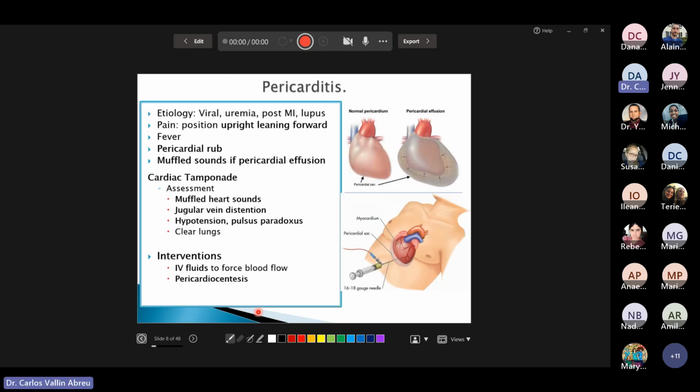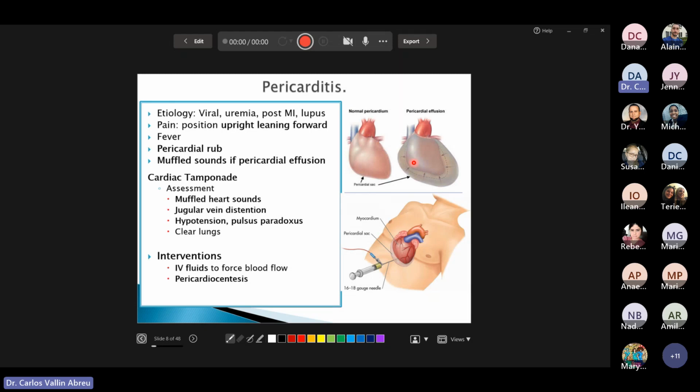The other part of the heart that can suffer inflammation is the pericardium. Pericardium is the membrane that surrounds the heart. This membrane is double, so it has a virtual cavity between the two layers of the membrane, the visceral and parietal membrane. The pericardium is very tough, very fibrous, difficult to distend. And this membrane is susceptible to inflammation. The inflammation of the pericardium is called pericarditis.